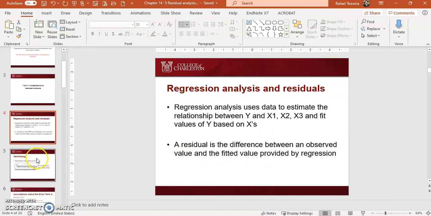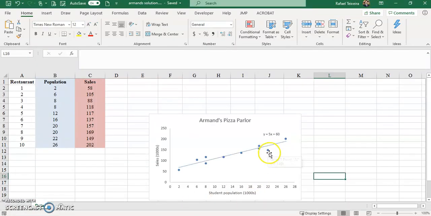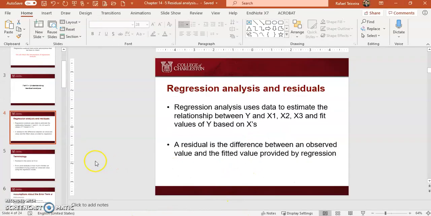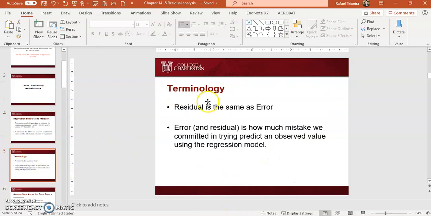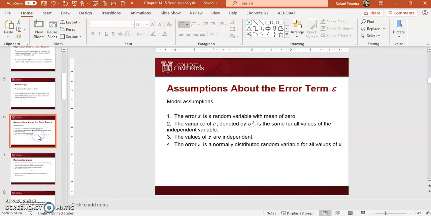This is what I showed you in the Excel file here. This is what really happened, and this is what our model is predicting based on the student population and B0 and B1, this model right here. I'm going to show you that happening, but I just want to keep talking about residual analysis. Residual and error are similar terms for the same concept: the difference between what we observed and what our model predicted. This is the error, this is the residual. Residual is the same as error, how much mistake we commit in trying to predict an observed value using the regression model. That's another way of understanding it.